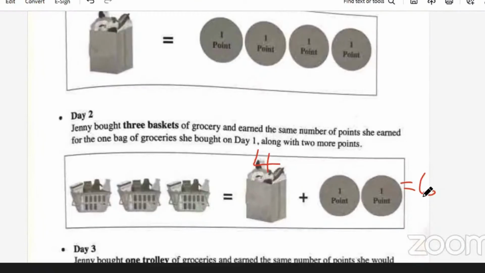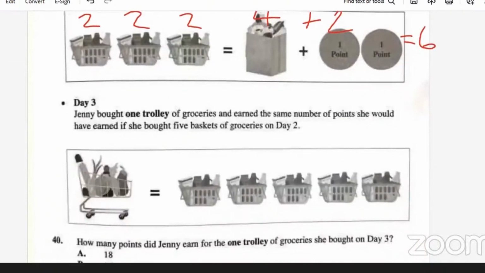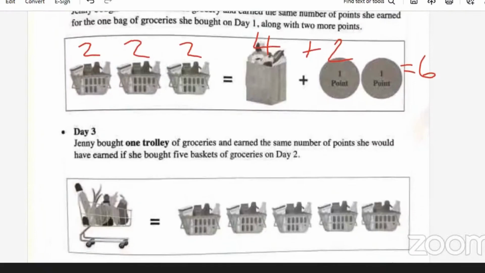So we can say that each of these would have been 2 points each. Okay, because 4 plus 2 equals 6. So if we divide that evenly for those 3 baskets, then it would have been 2 each. As I said, you can always pause the video to do your calculations yourself. It says on day 3, she brought 1 trolley of groceries and earned the same number of points she would have earned if she brought 5 baskets of grocery on day 2.